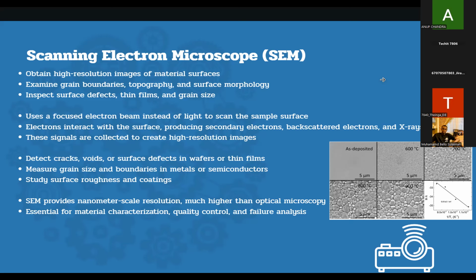From there, you can detect things like cracks, voids, or surface defects in wafers or thin films. You can also measure the grain size and boundaries in metals or semiconductors using the SEM, and study the surface roughness and coatings. This is important for material characterization, quality control, and failure analysis. Next slide.